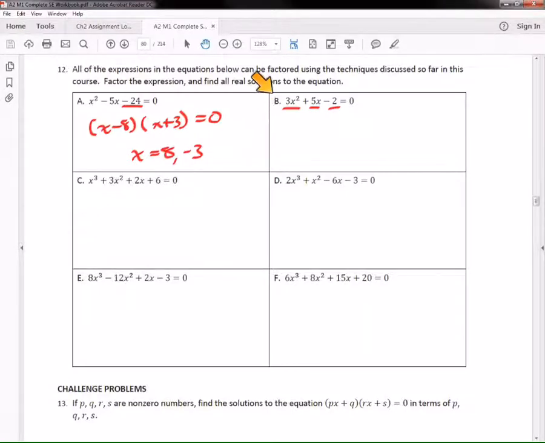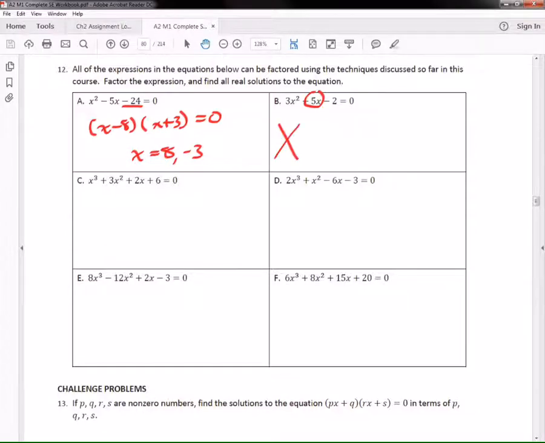There's a 3 right here in front of the x squared. This one has a 1. So if there's a number in front of the x squared, then that means you're going to have to do it just slightly different. You're going to have to write it with 4 terms. And so what we got to do is we got to split up this 5. We're going to split this 5 up so that there's 4 terms. How do we do that?